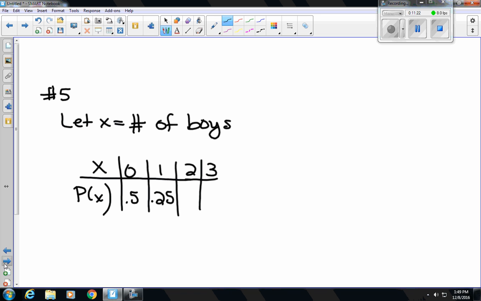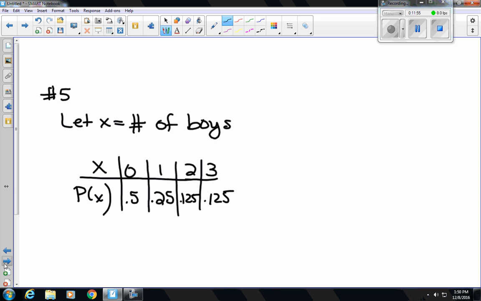Okay, so now I'm going to have, because it says that they have 3 kids. They got to have 3 kids. Well, until they have a boy, right? So what about 2? So it's 1/2 times 1/2 times 1/2, which is 0.125. And then what about 3? Same thing. They're only having 3 kids.